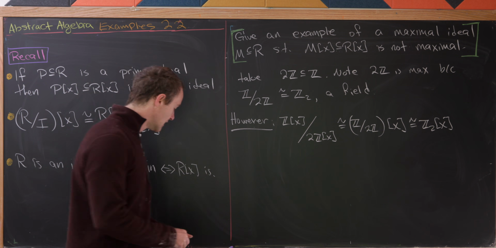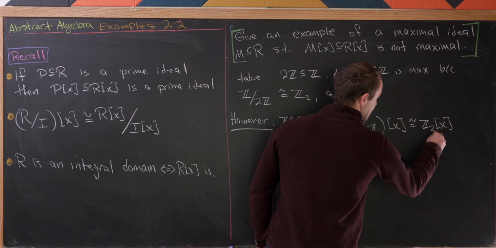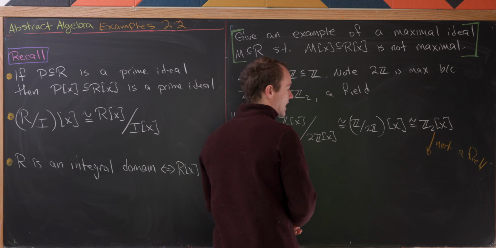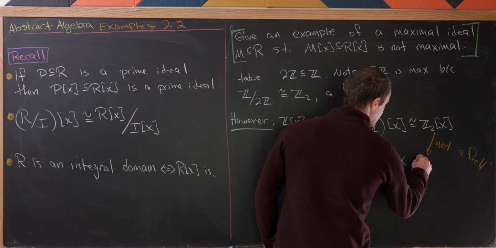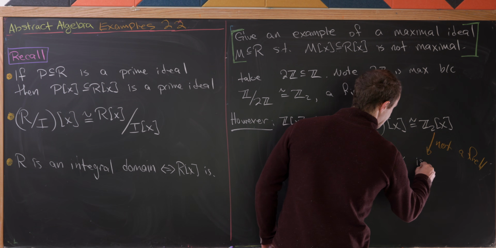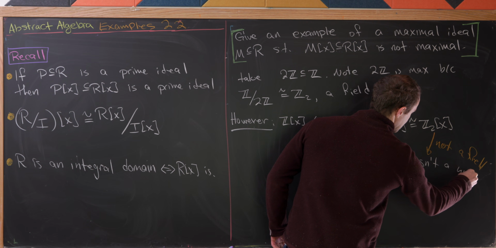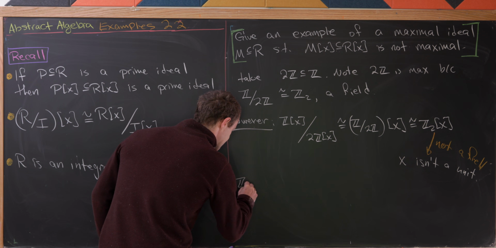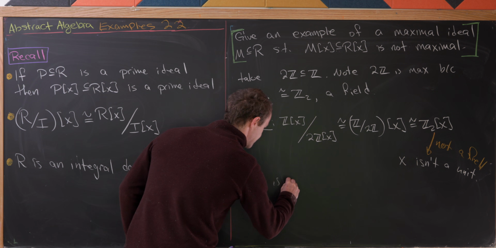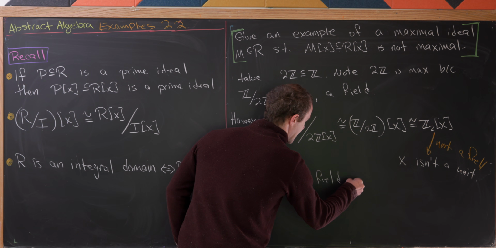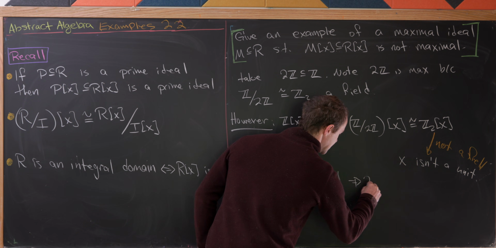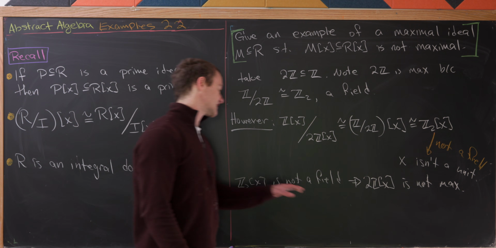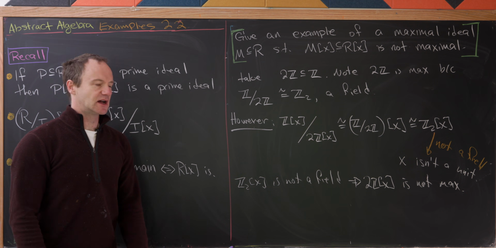Great. But now this thing over here is definitely not a field. And how do we know it's not a field? Well, let's notice that x does not have an inverse. In other words, it is not a unit. Great. So now, since Z2 adjoin x is not a field, that implies that 2Z adjoin x is not maximal, because if it were maximal, then this would be a field, but we just showed that it's not a field.